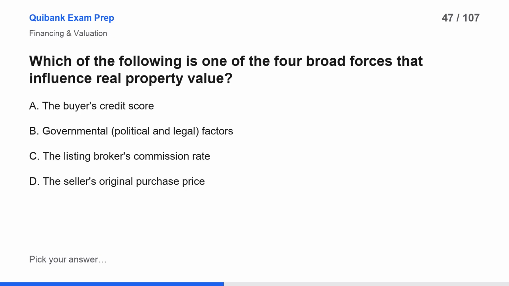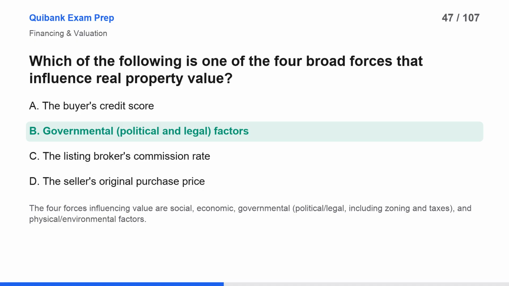A. The buyer's credit score. B. Governmental, political, and legal factors. C. The listing broker's commission rate. D. The seller's original purchase price. The answer is B. Governmental, political, and legal factors. The four forces influencing value are social, economic, governmental, political/legal, including zoning and taxes, and physical/environmental factors.